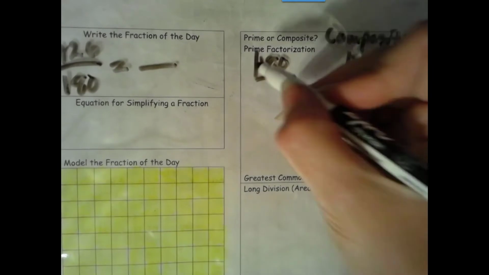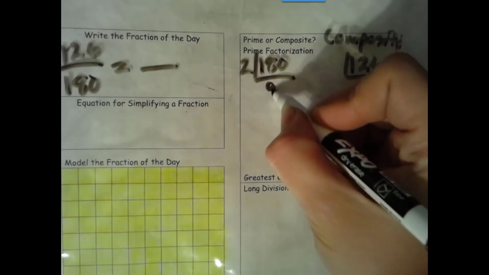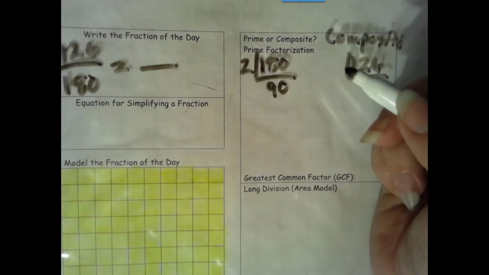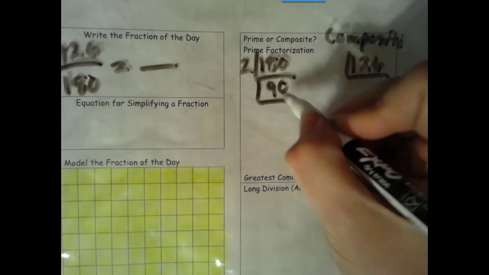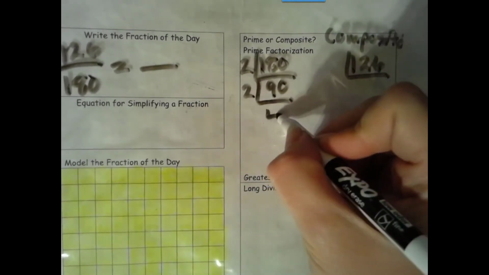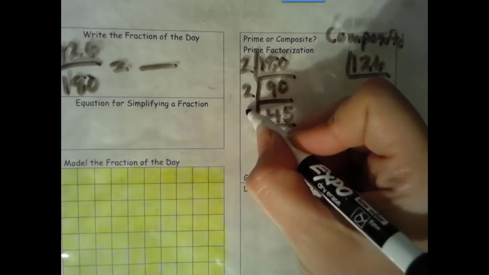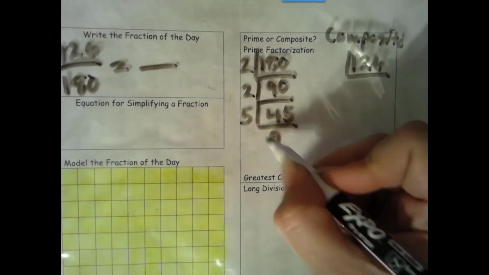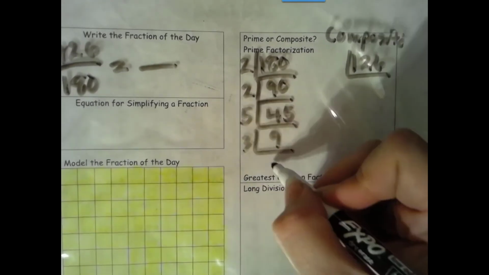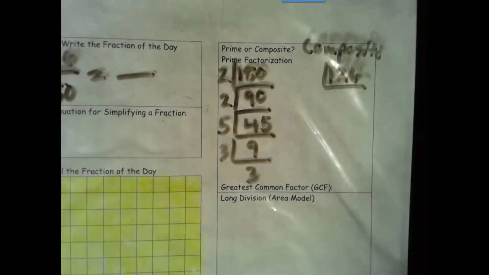They are even, so I need to divide by 2. Half of 18 tenths is 9 tenths. Half of 9 tenths I can't do. I can do half of 8 tenths, and then that leaves a 10. Half of 10 is 5. I can divide by 5, I get 9. Divide by 3, I get 3. 3 is prime, so I am done.